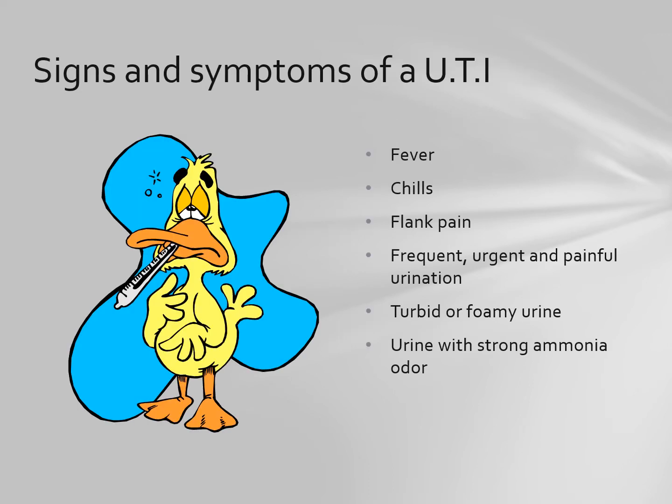Here's a list of the signs and symptoms of a urinary tract infection. You can have a fever, chills, heaviness in the abdomen or flank pain, frequent, urgent, and painful urination, turbid or foamy urine, urine with a strong ammonia odor, and then you can even have symptoms like nausea. Now, the symptoms of a urinary tract infection are very similar to a person that has vaginitis or prostatitis in males.